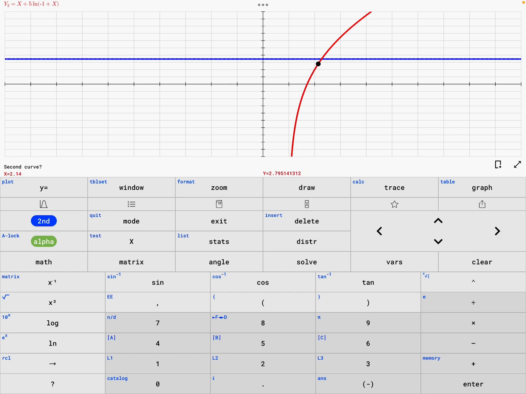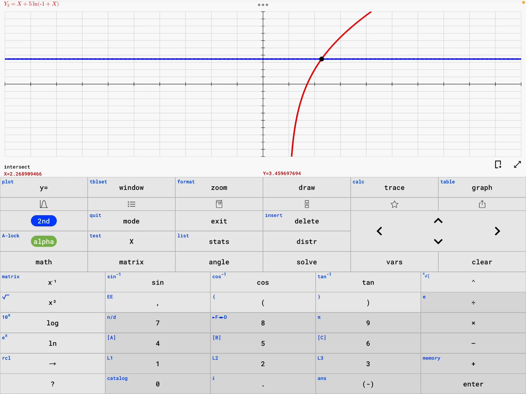So move the cursor over there, click enter, and then right above the y equals button, you can see that it says "guess?" You don't need to guess, just click enter again. And then you can see in those red values, that's what the intersection is occurring at.